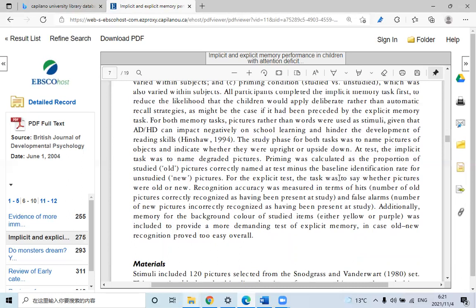For the explicit task, the task was to say whether pictures were old or new. Is that a new picture or an old picture? Yeah, that is basically recognition. It's a recognition task of your explicit memory. Recognition accuracy was measured in terms of hits, the number of old pictures correctly recognized as having been presented in the study, and false alarms. False alarms would be the new pictures incorrectly recognized as old ones. Yeah, from this description, it seems that they do have different measures for implicit memory versus explicit memory. And the description is quite clear.